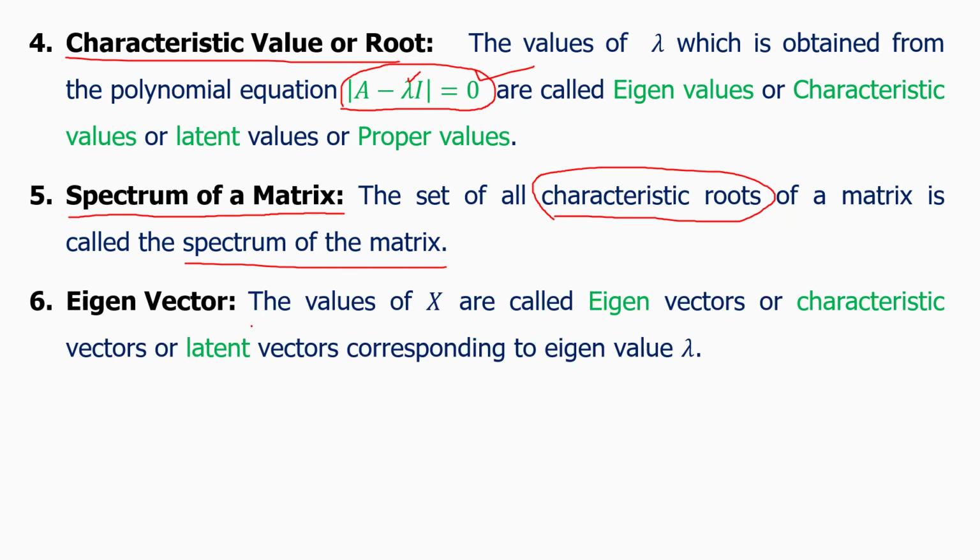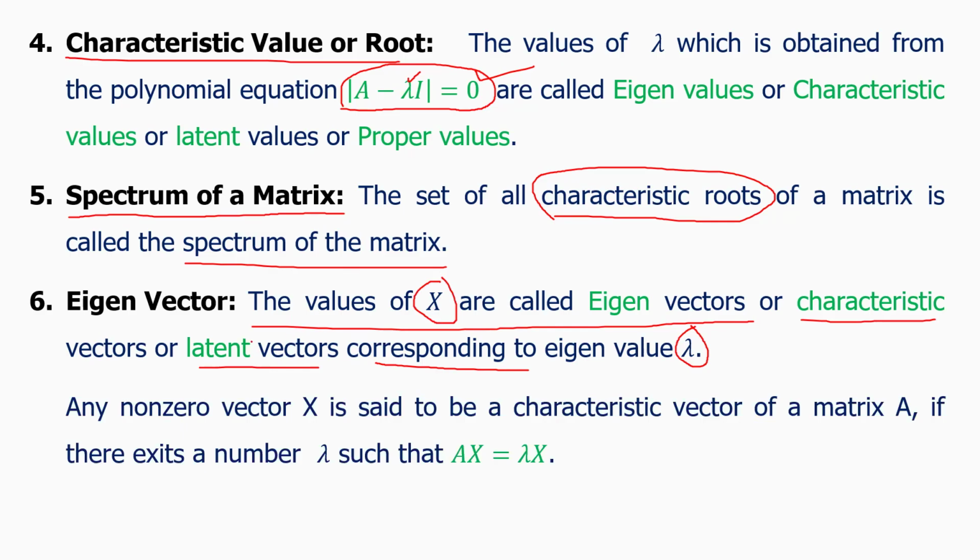Eigenvector. The values of X are called eigenvectors, or characteristic vectors, or latent vectors corresponding to the eigenvalue lambda. So if we are given the values of lambda, then we are able to get the eigenvectors. A very important point here: any non-zero vector X is said to be a characteristic vector of a matrix A if there exists a number lambda such that AX is equal to lambda X. So here the value of X is called the characteristic vector or eigenvector.